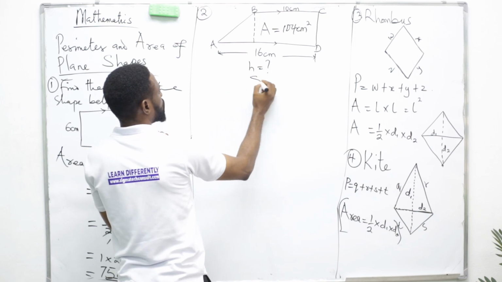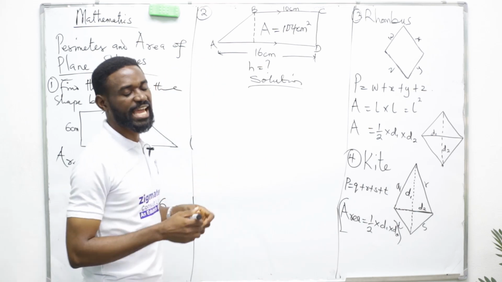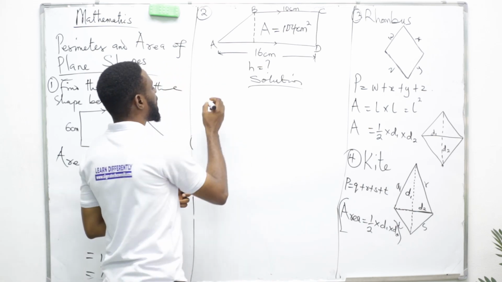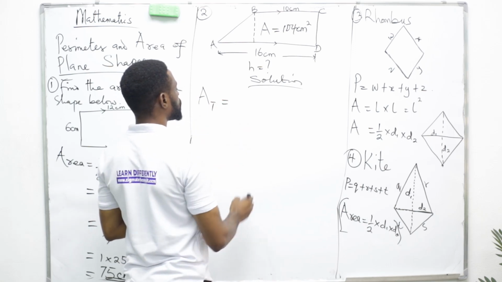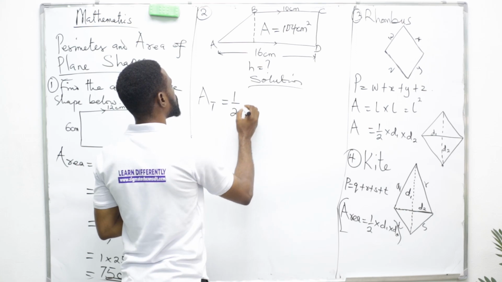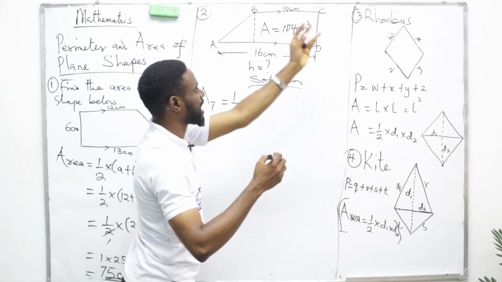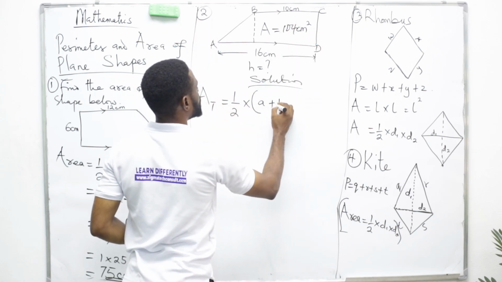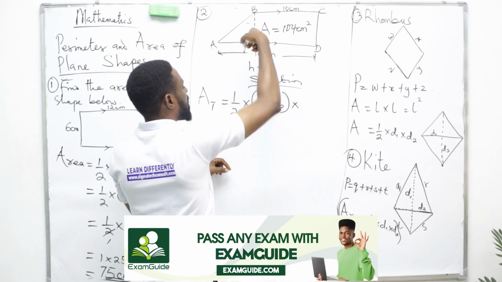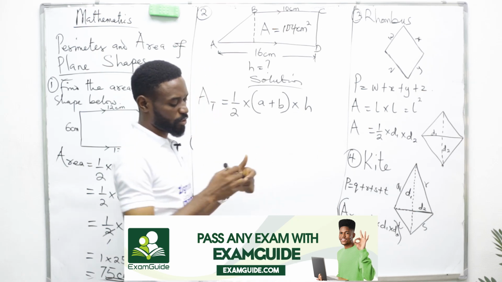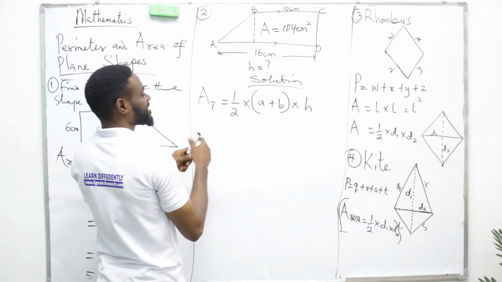So first of all, solution. Write out your formula for calculating the area of a trapezium. The formula is area of a trapezium is equal to half times A, that is the first parallel line, plus B, the second parallel line, times the height, which is what we are looking for.